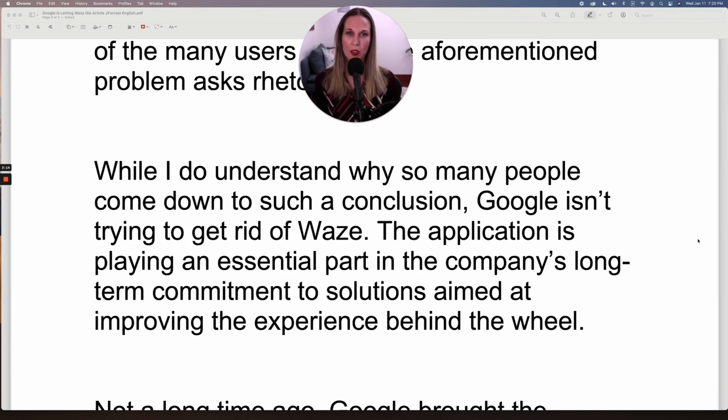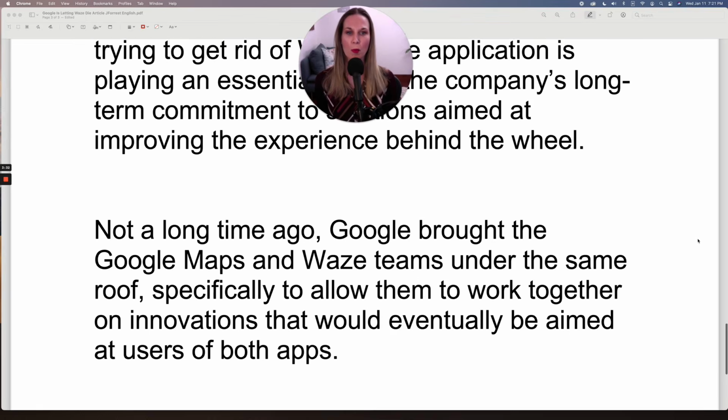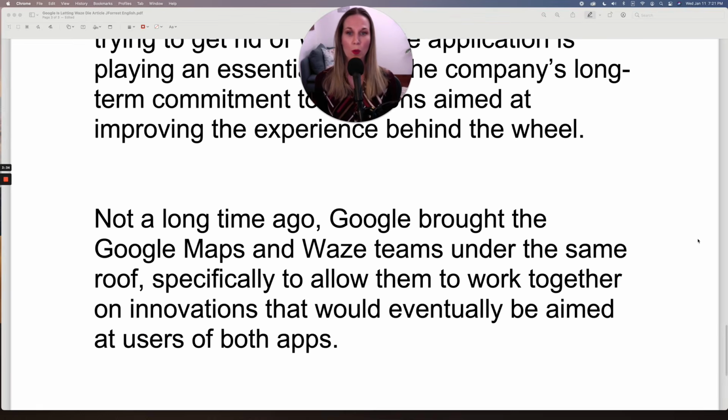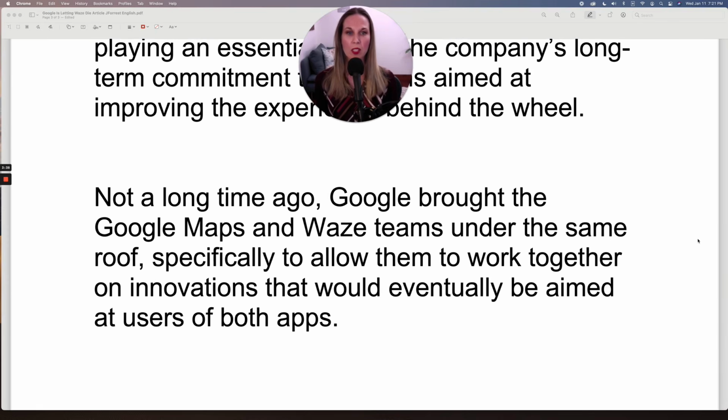While I do understand why so many people come down to such a conclusion, Google isn't trying to get rid of Waze. The application is playing an essential part in the company's long-term commitment to solutions aimed at improving the experience behind the wheel. Not a long time ago, Google brought the Google Maps and Waze teams under the same roof, specifically to allow them to work together on innovations that would eventually be aimed at users of both apps.